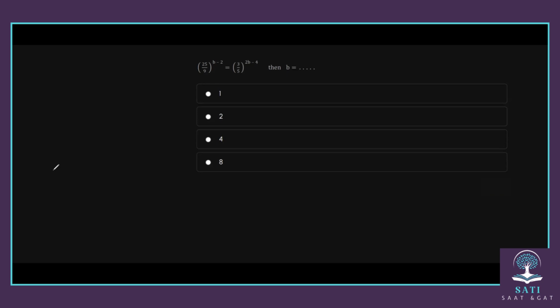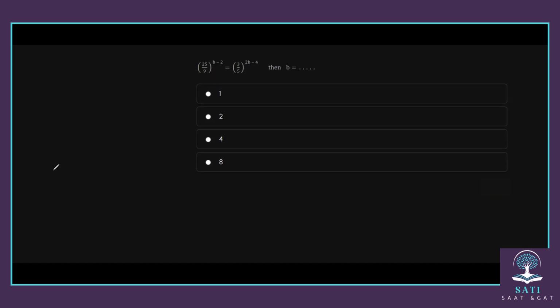(25/9)^(b−2) = (3/5)^(2b−4). Then what is b? Look, in such a question, if you want to find the variable in the power, make sure you have the same bases. Do you have the same bases now? As you see, the base on the right is 3 over 5 and the base on the left is 25 over 9. Okay, change the bases to be the same.